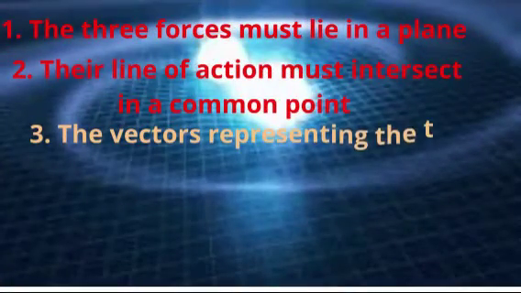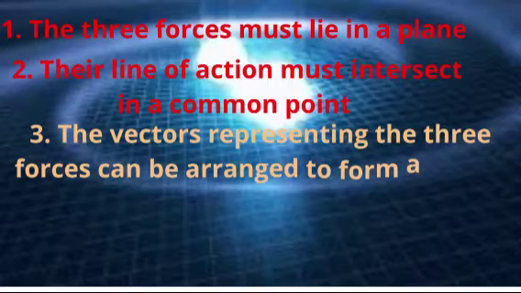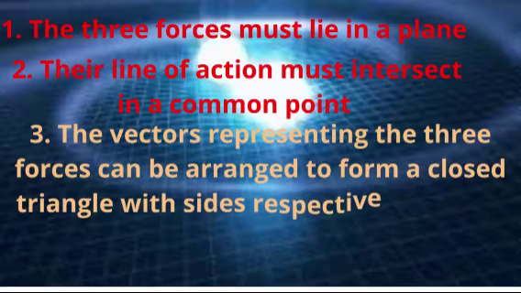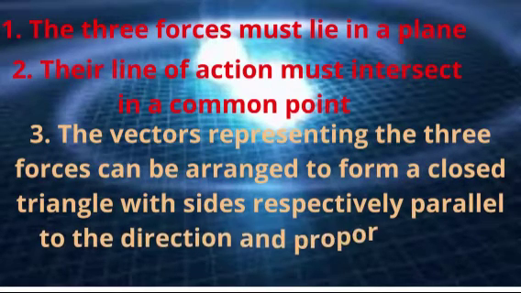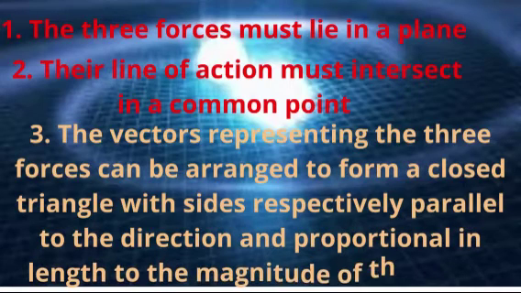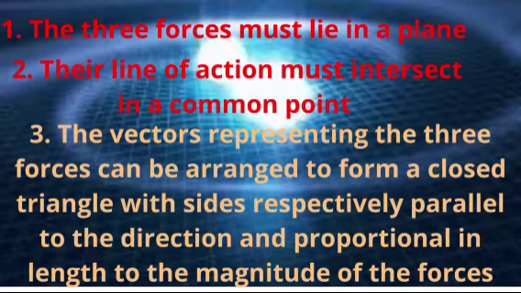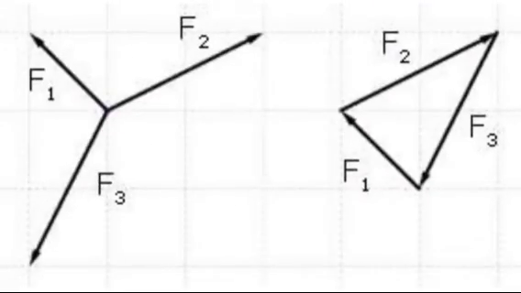Now, conditions of equilibrium under the action of three forces. The first one says the three forces must lie in a plane. Two, their lines of action must intersect in a common point, and the vectors representing the three forces can be arranged to form a closed triangle with sides respectively parallel to the direction and proportional in length to the magnitude of the forces. This is in simple relation to what we learned earlier when we were talking of the triangle of forces that we did in the previous module.